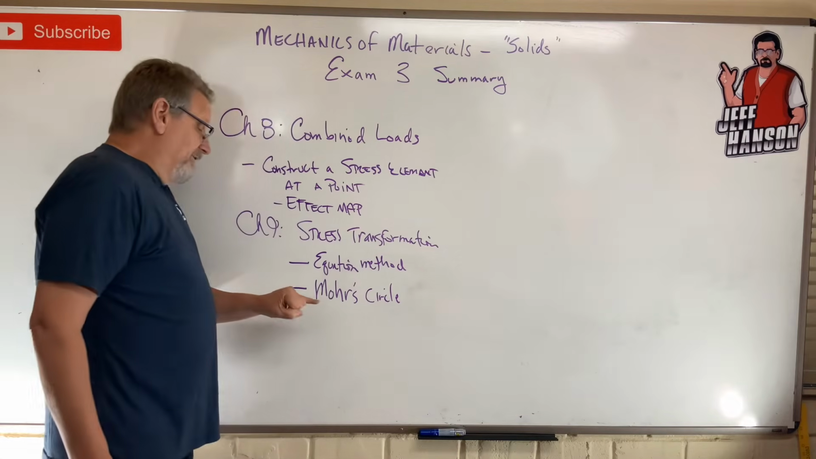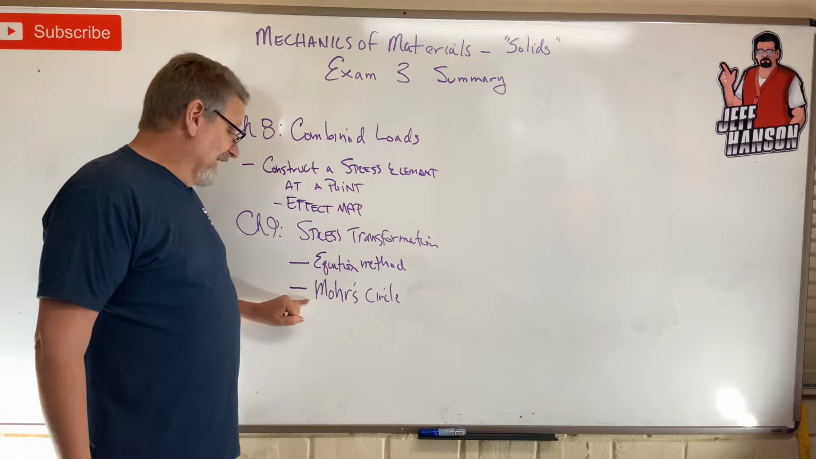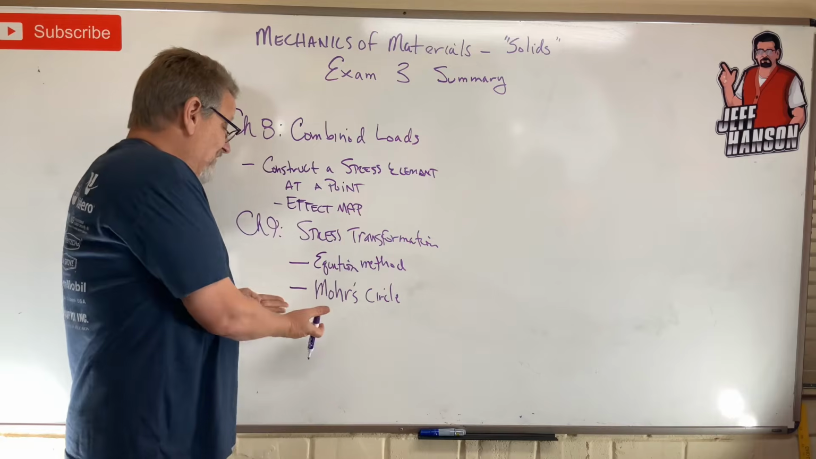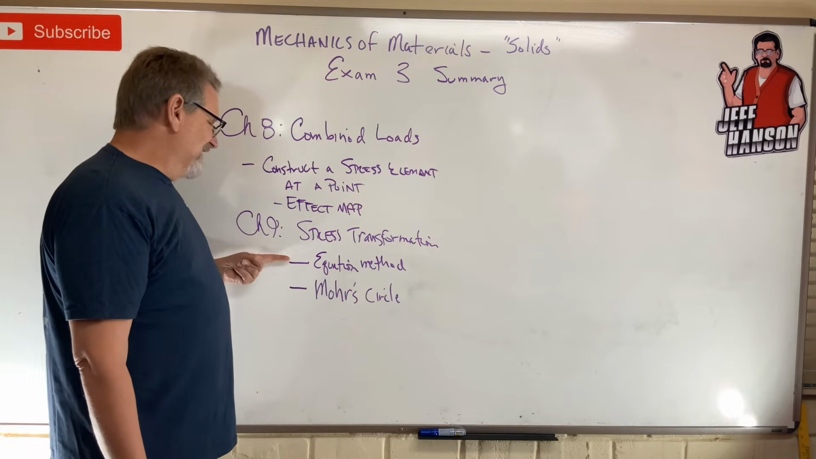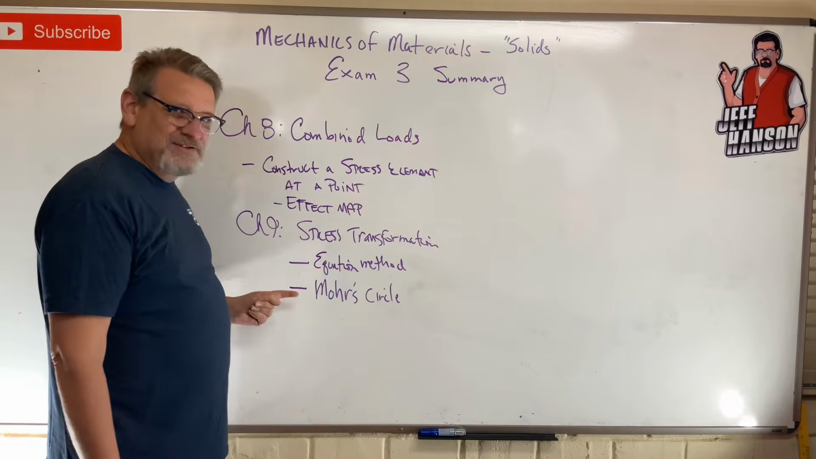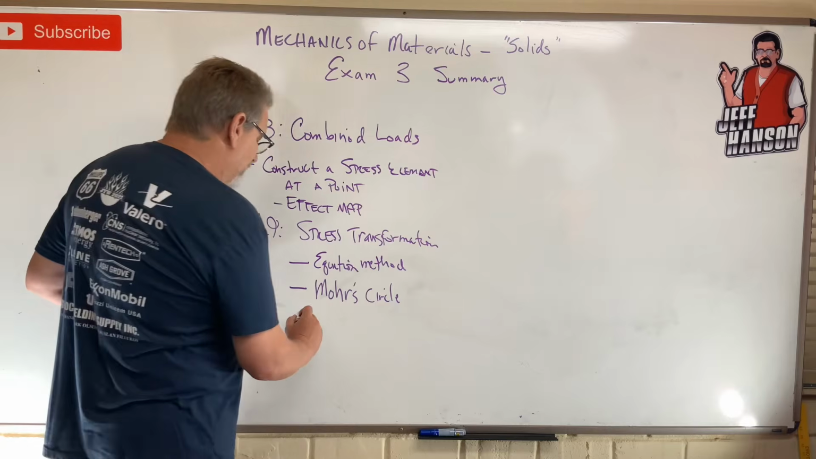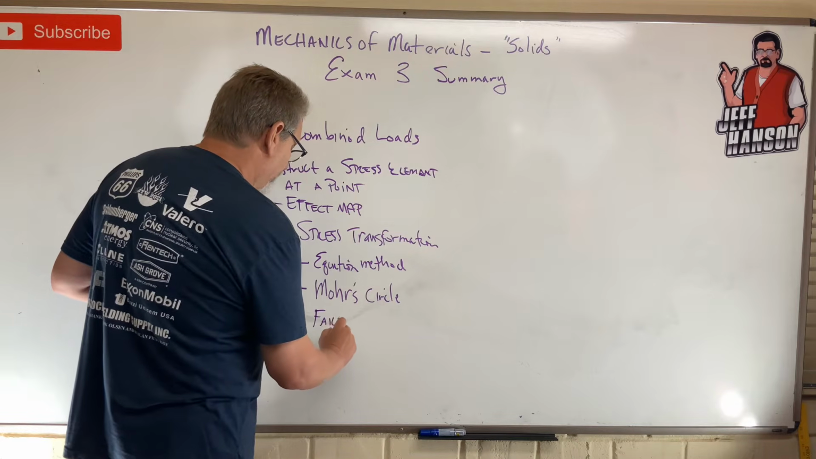I mean, if you can get 2 coordinate points and make a circle out of that, and then make a triangle within that circle, you can get all the information that you need from that. Why would you mess with that? I hate this method, okay? But there it is, okay? Mohr's circle. The last one we talk about here is failure theories, okay?